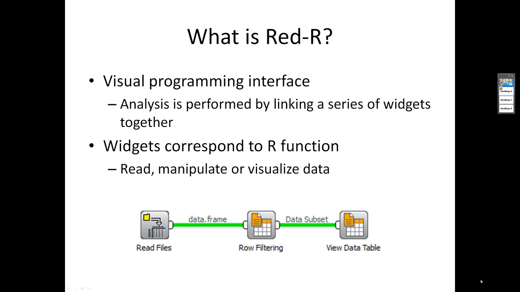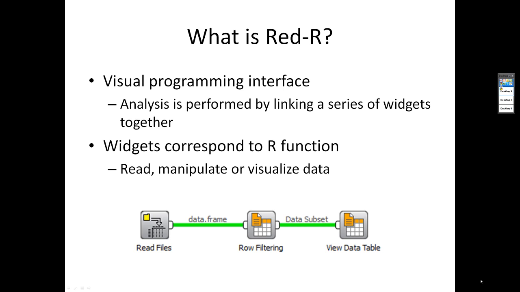So let's say you want to perform a simple task. Read some data, filter it based on values in columns, and view the results. In R, you would probably do this in a few lines of code and output the results to a file, and then view the data in your favorite spreadsheet program. Let's look at how you would do this in red-r.